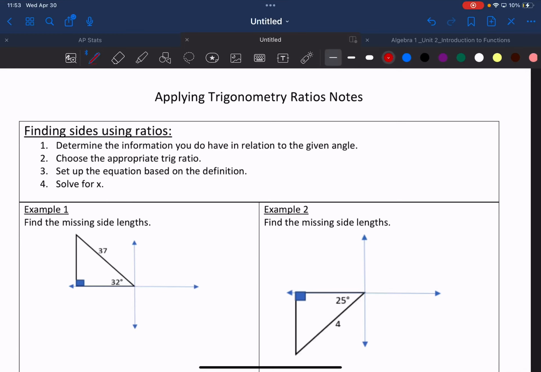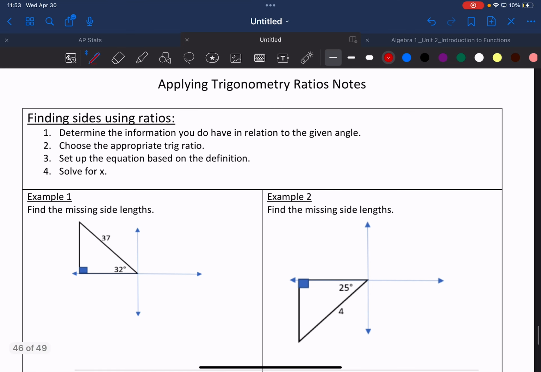Okay, so this is applying trig ratios. First, going through the steps, finding sides using ratios. We have to determine what information we are already given. For example, we'll look at the triangle and say, are we given legs? Are we given a hypotenuse? Are we given an angle? That would be our first step.